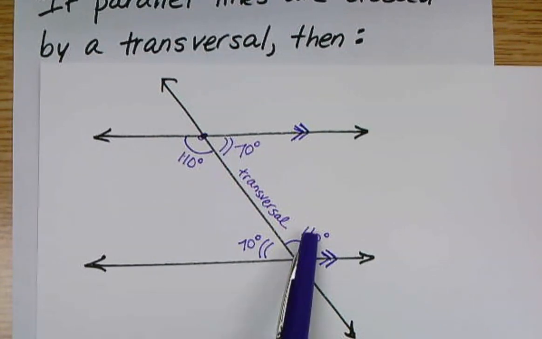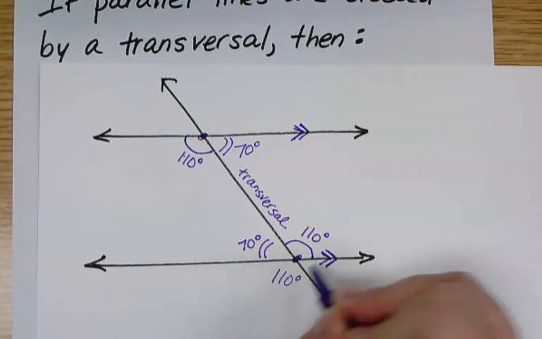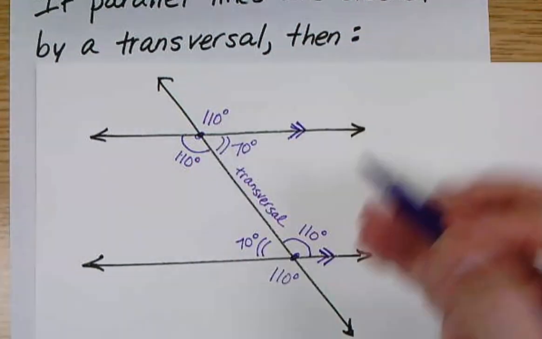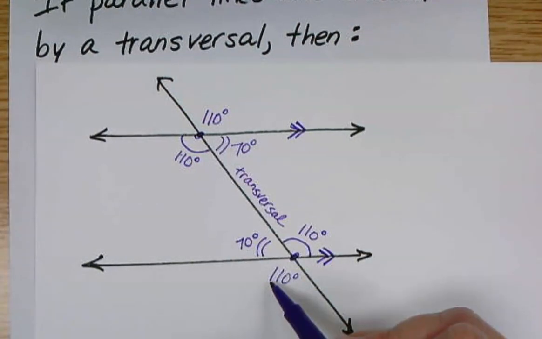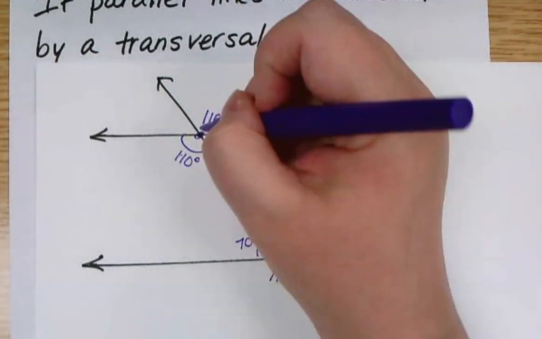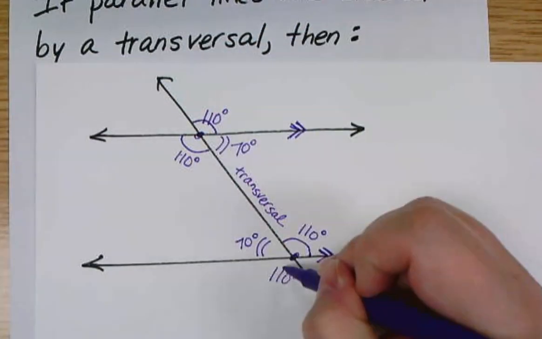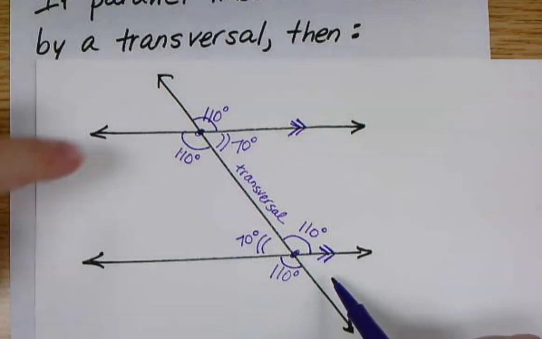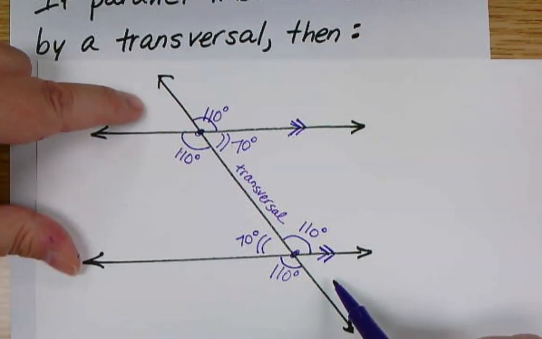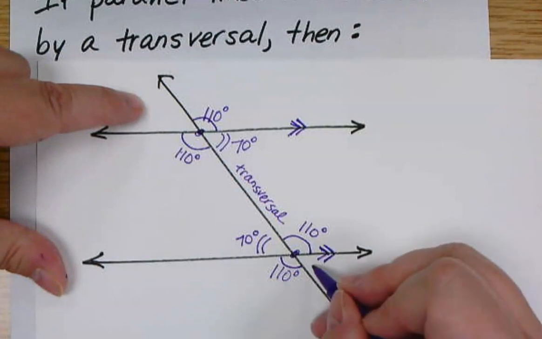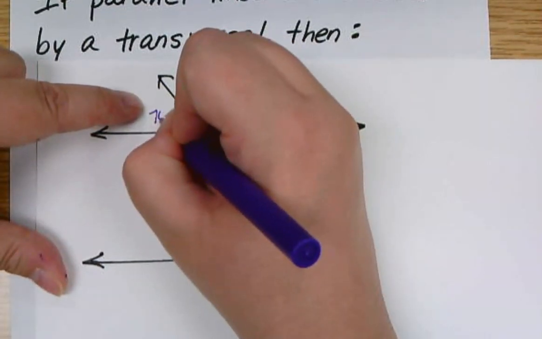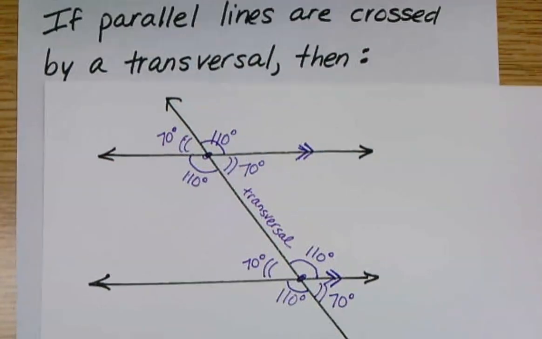So for instance, if that's 110, this has to be 110. And if this one's 110, this has to be 110. So I see that my alternate exterior angles are congruent. Okay, and I can go ahead and use that same symbol. I didn't leave much room for it. And then the same thing happens for these two that are also alternate exterior angles, because they'll both be 70 according to what we know about vertical angles. So we could prove this using vertical angles and linear pairs.